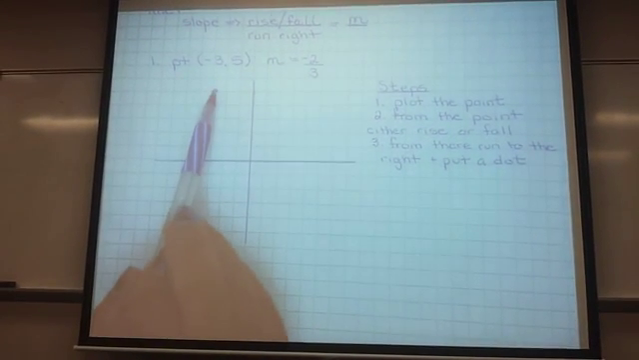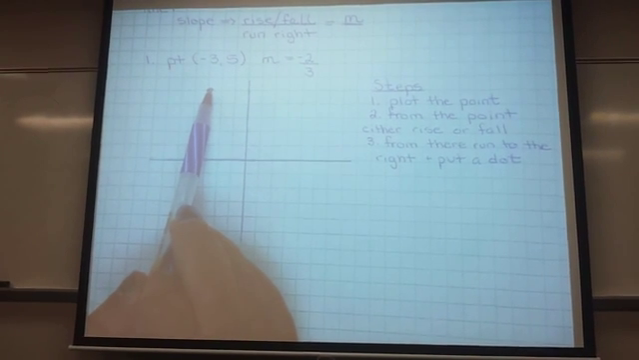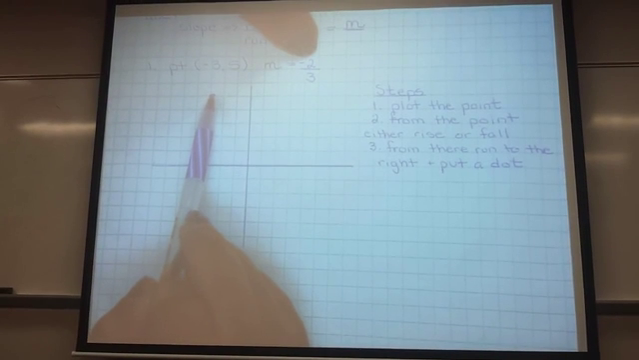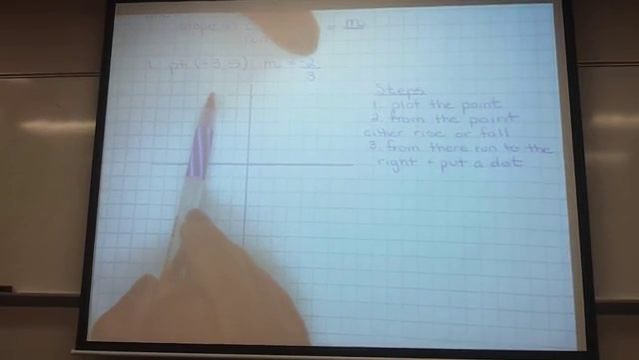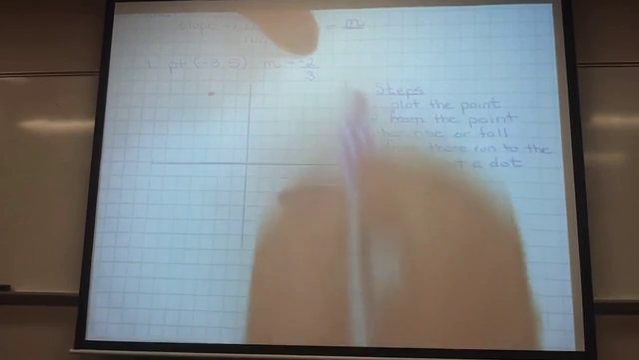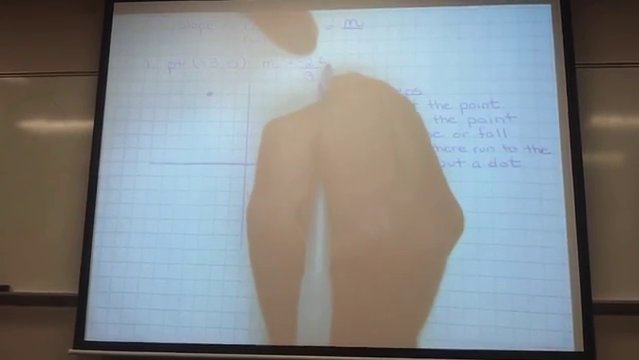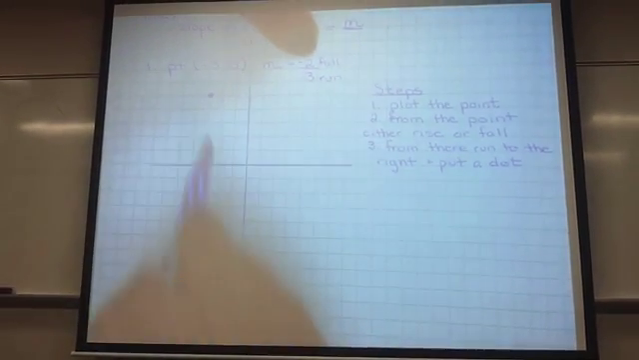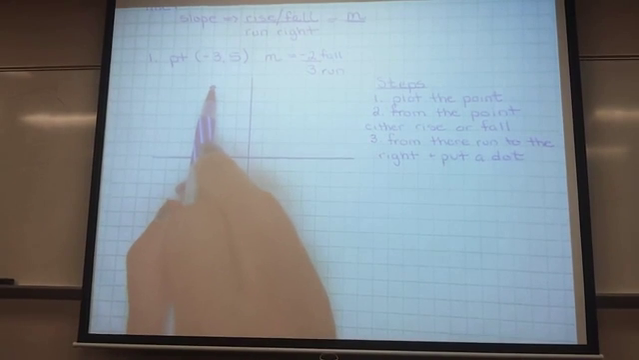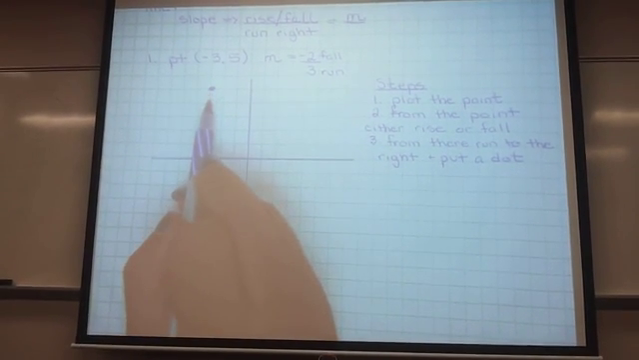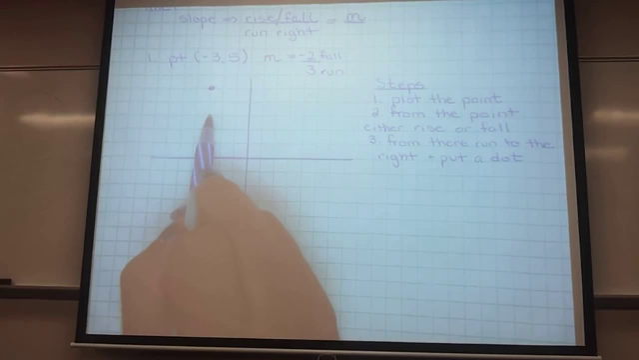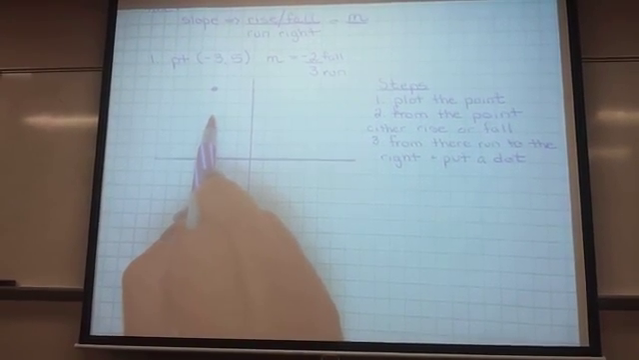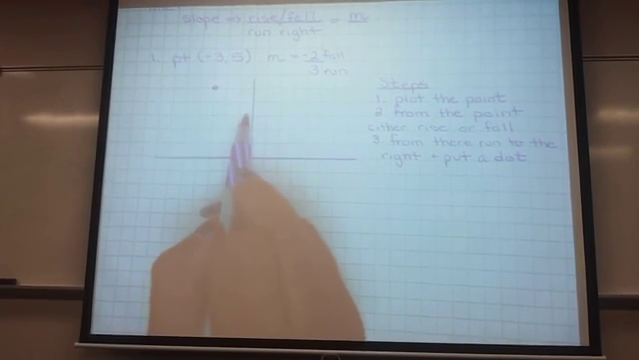So here's my point. I want everyone to put your point there. That's where your pen is. Now look at your slope. The first number you have is -2. Because it's negative, it's not a rise, it's a fall. So I'm just going to put the word fall there. So I know I'm falling 2 units. And you always run on the bottom. So if I'm at my point, I'm going to fall 2 units. So 1, 2. And then look at your denominator. How many would you run to the right? 3. 1, 2, 3.